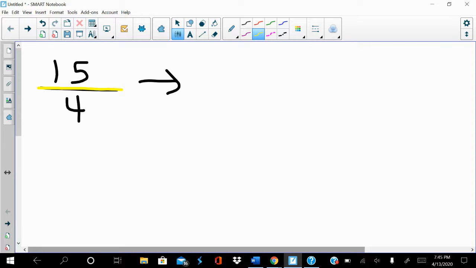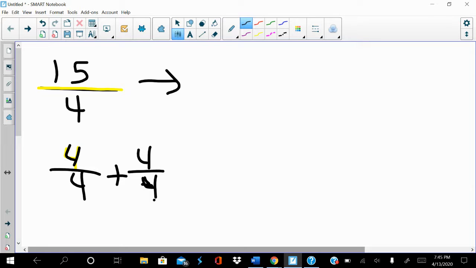So I'm thinking of my multiples of 4. I'm skip counting by fours. So I know 4 plus 4 plus 4 is 12. If I go another 4, that would be 16, and I'm too high. So this denominator of 4, I could say it's 4 fourths, so that's one whole, plus 4 fourths, right?